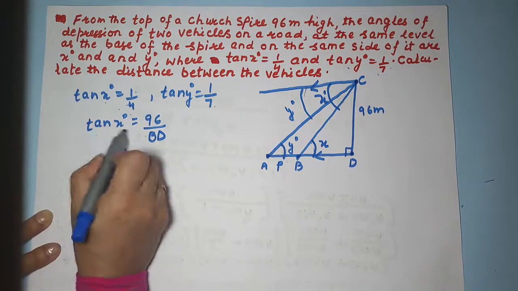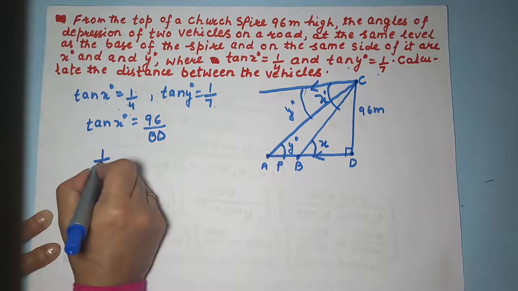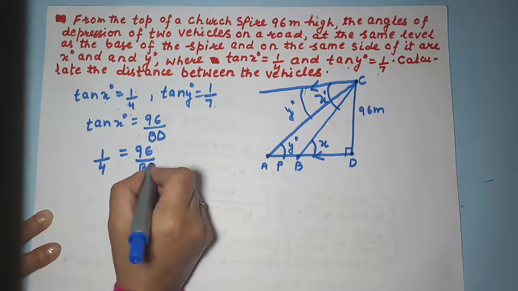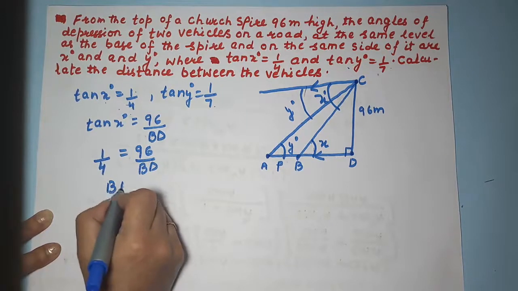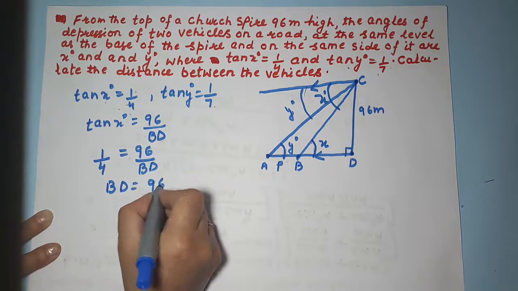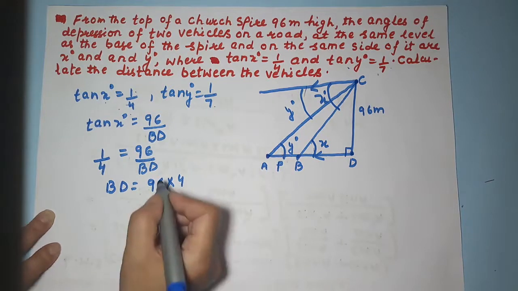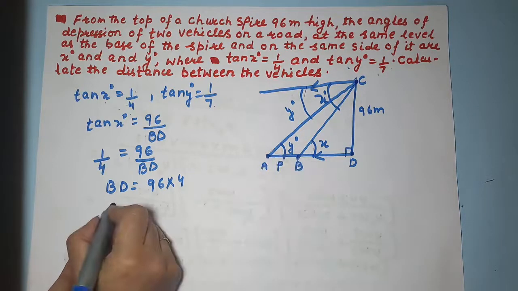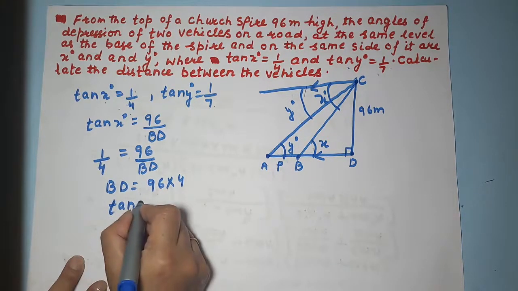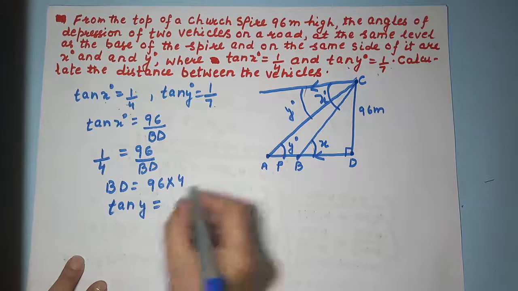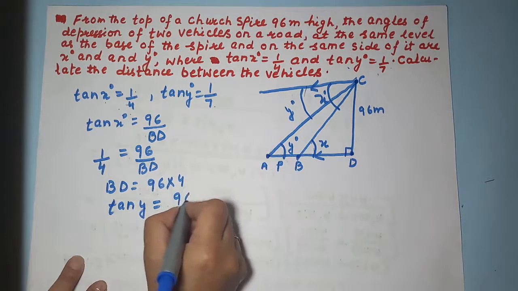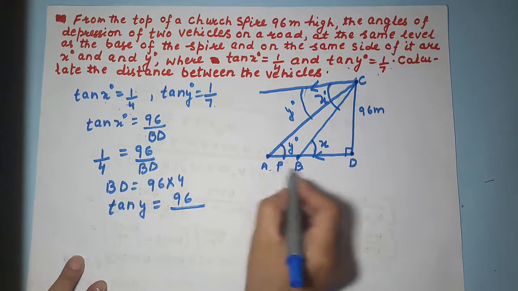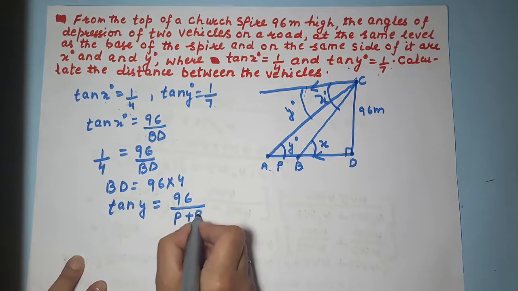But the value of tan x is 1 by 4. So we will substitute 1 by 4 is equal to 96 upon BD. So cross multiply, BD will be 96 into 4. So let's keep it as it is. Let's go to tan y. Okay, now how much is my tan y? Tan y is equal to opposite, that is 96 upon adjacent, that is AB plus BD. AB we have kept P, so P plus BD.